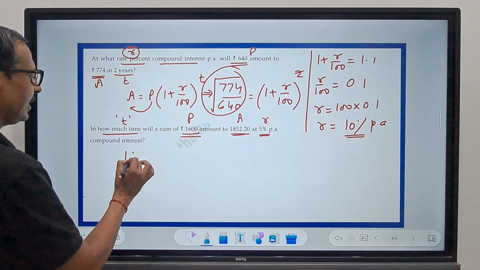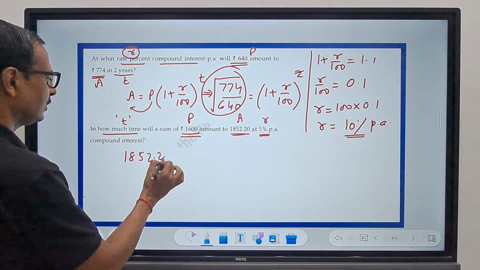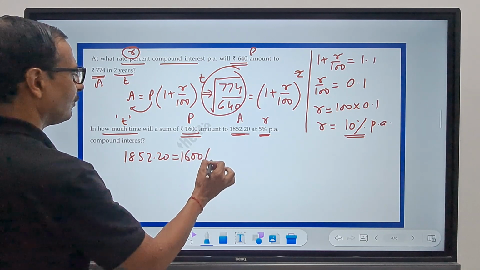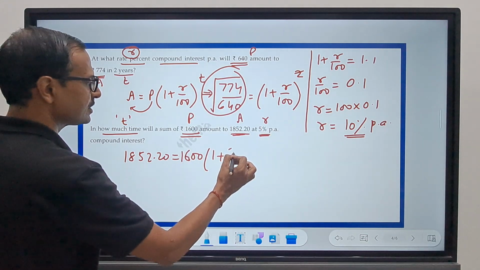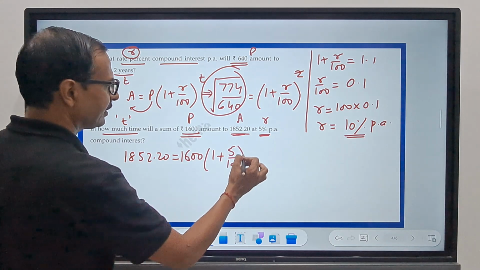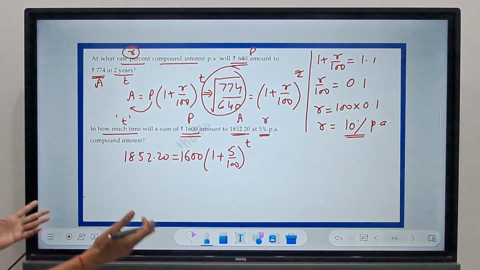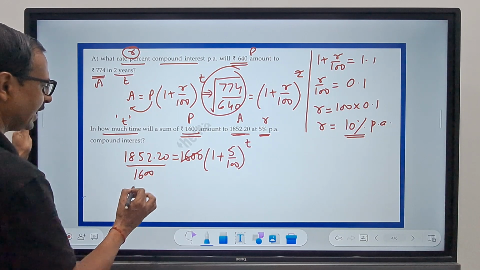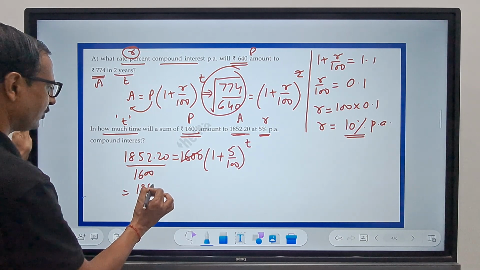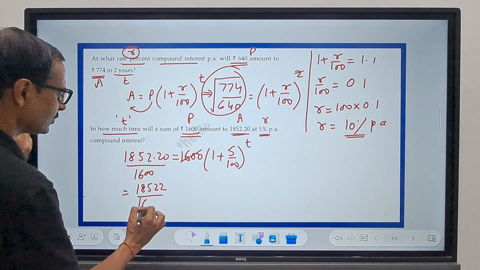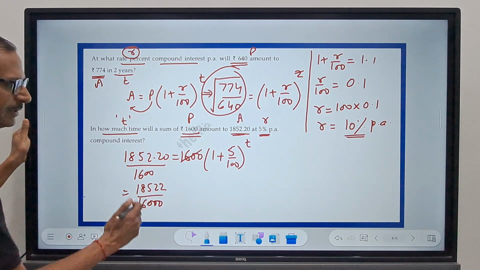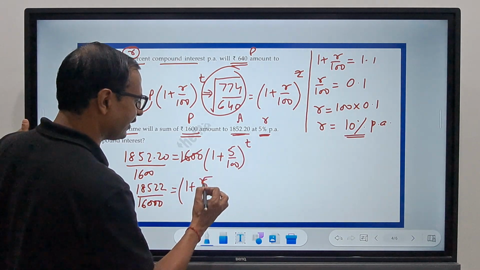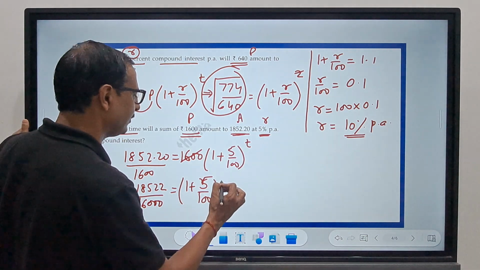Amount 1852.20 equals principal 1600, 1 plus R 5% and power time. Now we need to solve this. So 1600 comes this side, and this becomes 18522 by 16000. I have removed the decimal, equals 1 plus R over 100. R is 5, right? 5 over 100 raised to power t.